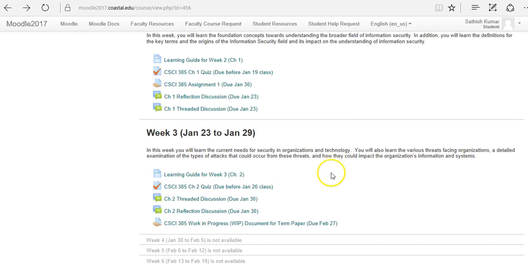Similarly, in week 3 you'll be learning chapter 2 and doing the quiz, posting one question before the class meets, and then during the class you will be providing the responses and the reflections. The threaded discussion will be due, as well as the other reflection discussion posts, on the Monday following that week.